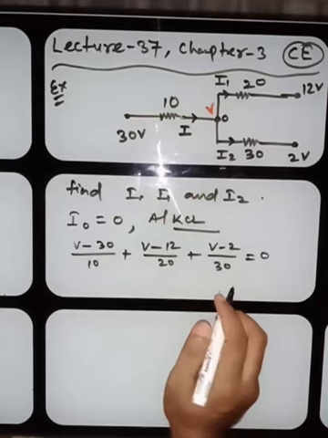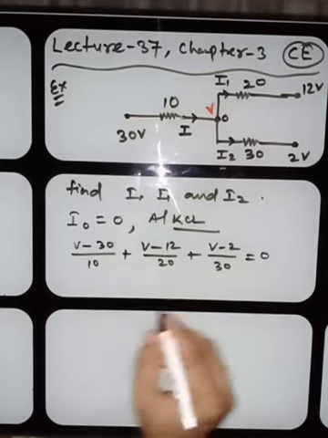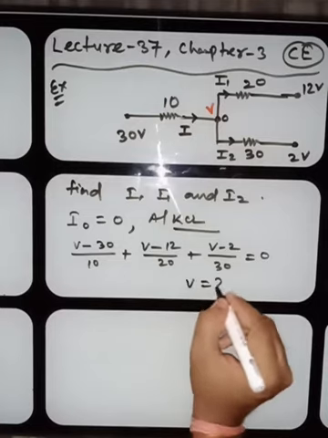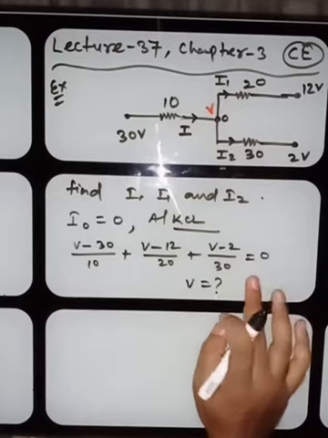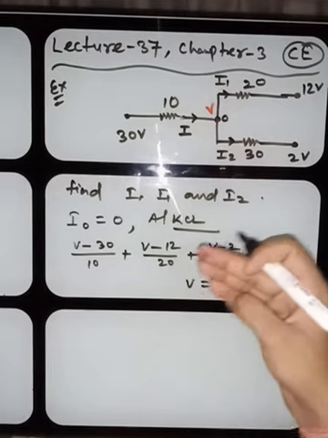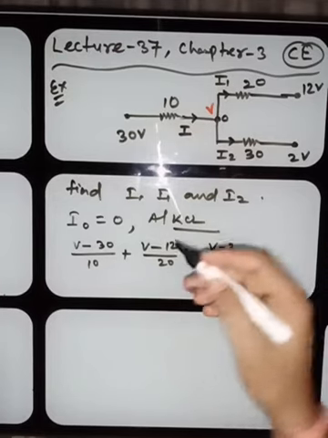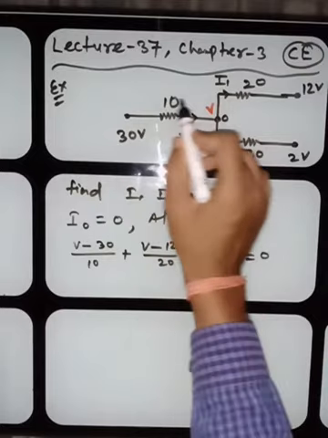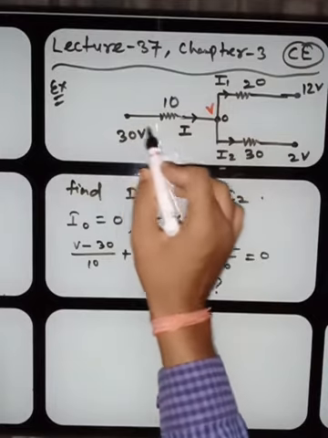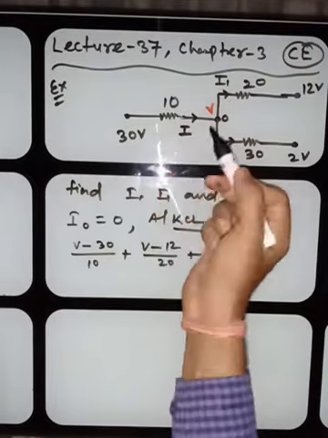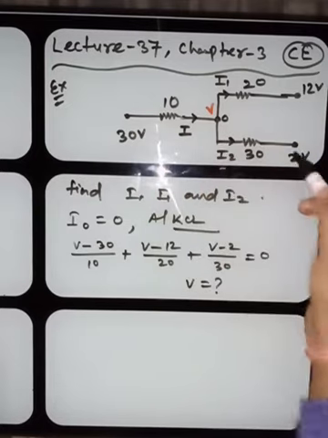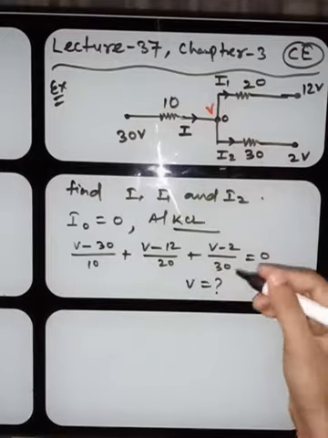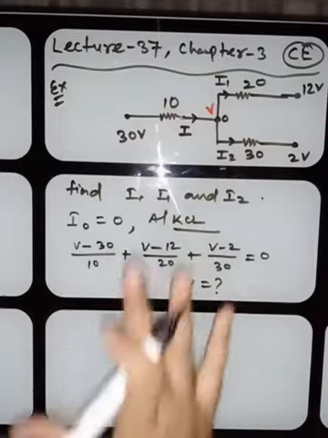Now, could you find the value of V, my dear student? Yes, you can find the value of V by solving this equation. Once you find the value of V, you will have the current also. The current over here will be V minus 30 divided by 10, and this will be the answer. Of course, you can find the current over here also, and over here also. So this is a very simple question.